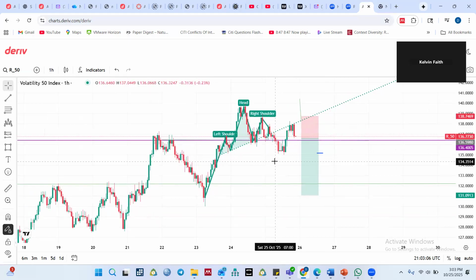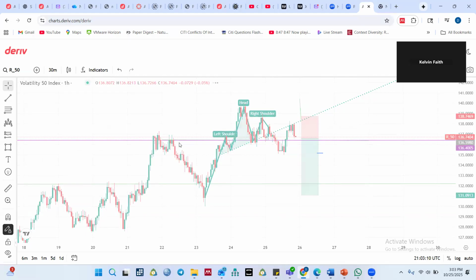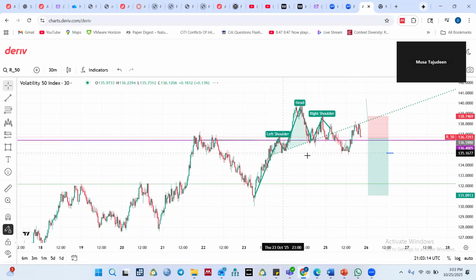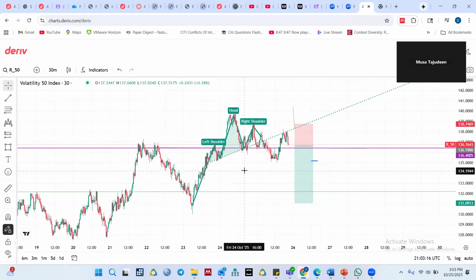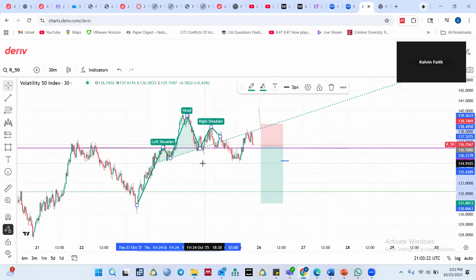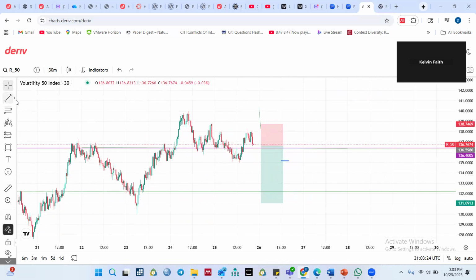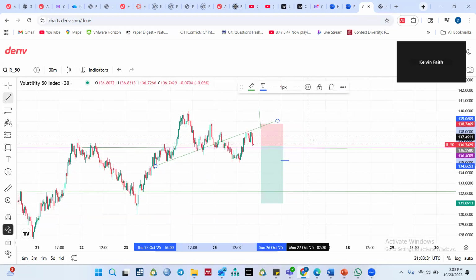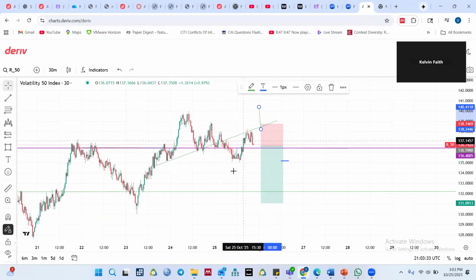So let's see what is happening on 30 minutes. On 30 minutes, it has closed. The 1 hour has closed, yes. So let's look at this, okay, this is the area trend neckline for the head and shoulders.